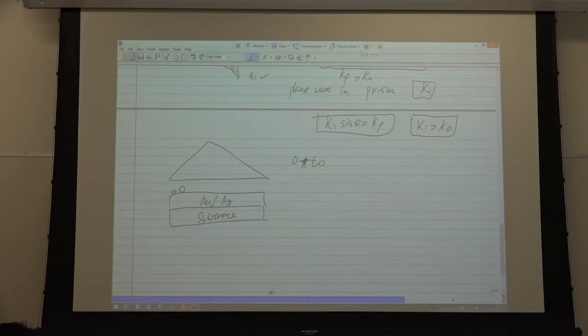I put some, we call this an antigen, at this interface, then I shine the light. We shine the light. I make the evanescent wave, something like this. You can excite the surface plasmon because it's an evanescent wave. And here is the evanescent wave.